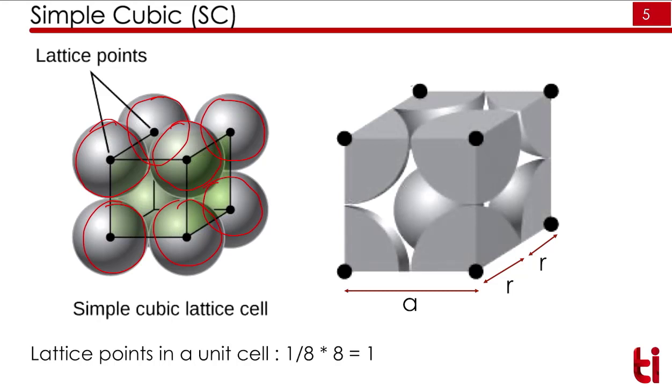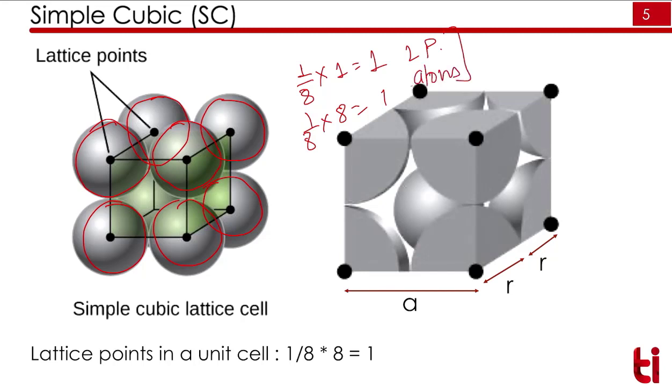So the total number of lattice points in simple cubic is equal to 1 because each lattice point shares 1 by 8 of its portion in one unit cell, that is equal to 1, and the total number of atoms is also equal to 1 because atoms also share 1 by 8 portions. 1 by 8 into 8 equal to 1. This is true for lattice points and this is for atoms.